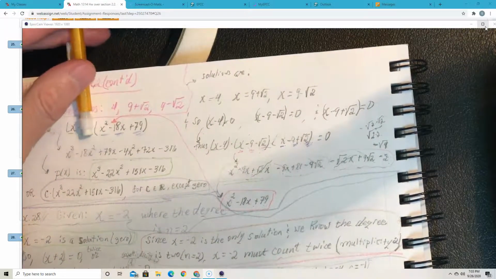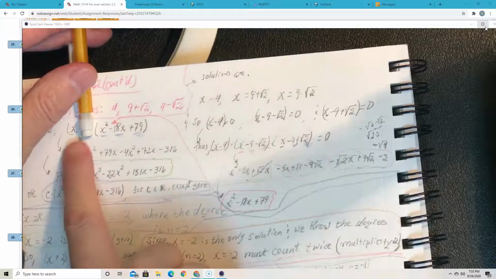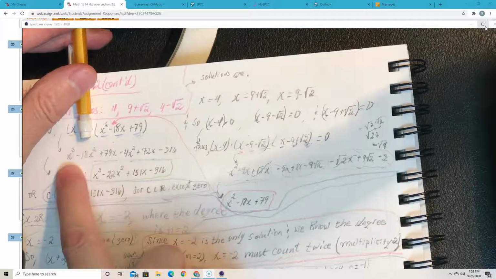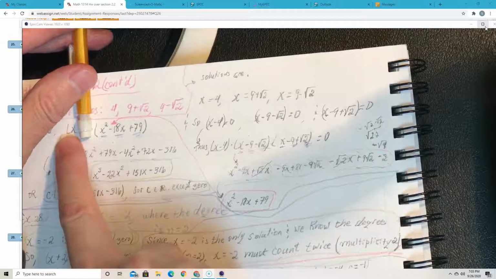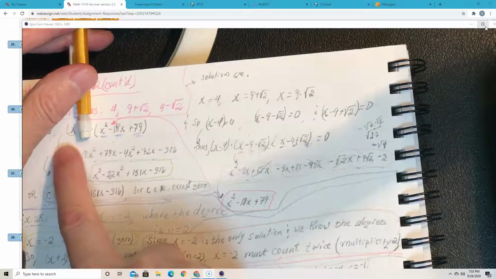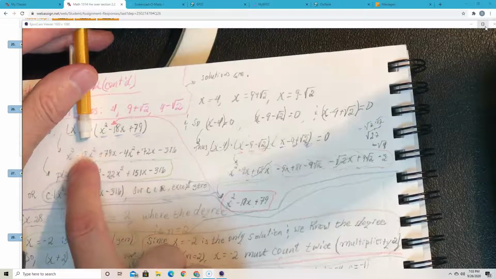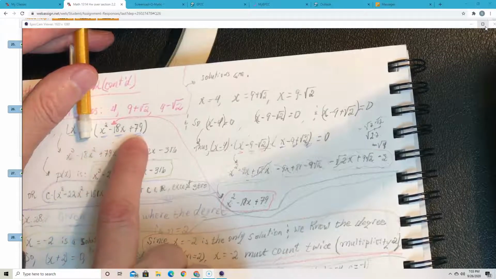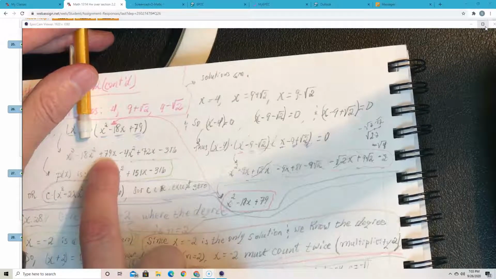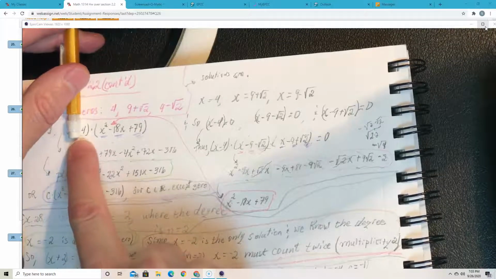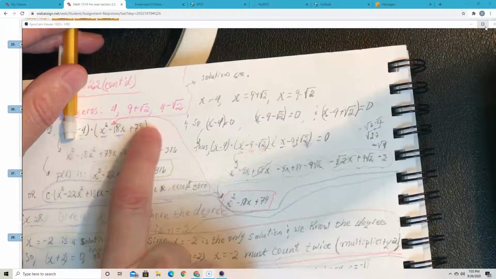So we have x times x squared, positive times positive, positive x cubed. Positive x times negative is negative. X times 18x is 18x squared. X times 79 is positive 79x. So this one's done. Now we move over to negative 4 times these 3.